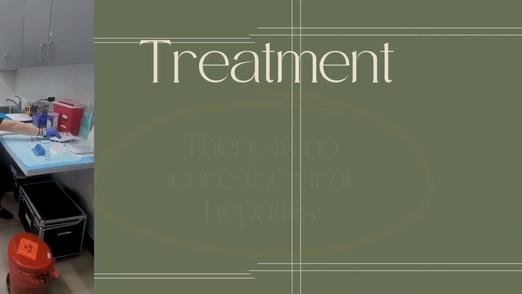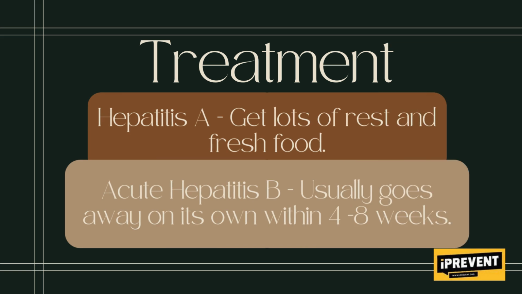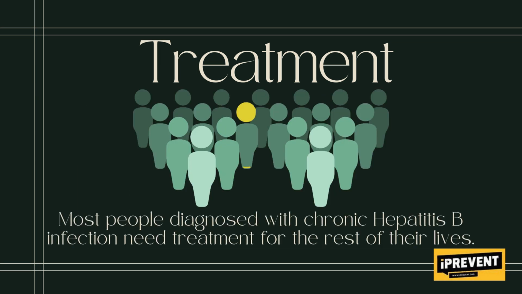Now let's talk about treatment. There is no cure for viral hepatitis. Hepatitis A generally goes away on its own with rest and comfort. Acute hepatitis B usually goes away by itself in 4 to 8 weeks. More than 9 out of 10 adults who get hepatitis B totally recover. However, about 1 in 20 people who get hepatitis B as adults become carriers, which means they have a chronic and long-lasting hepatitis B infection.